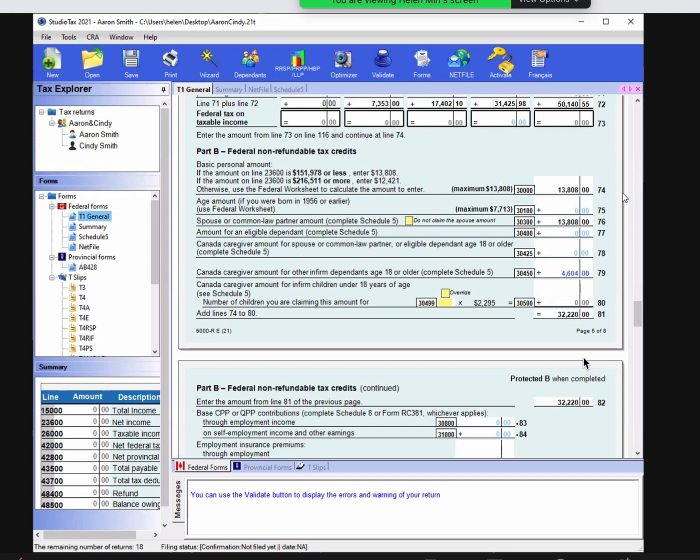So again, 74, I went through that last week. 74 is the basic personal amount. Everybody gets that amount. 76 is last week, we're talking about the spousal and common law partner amount. 76.